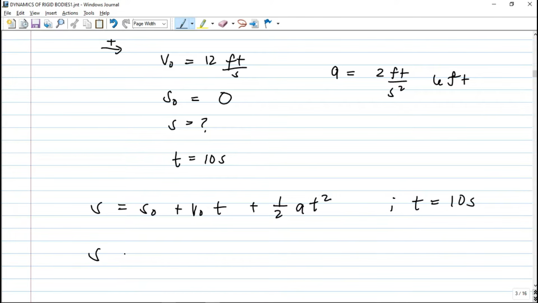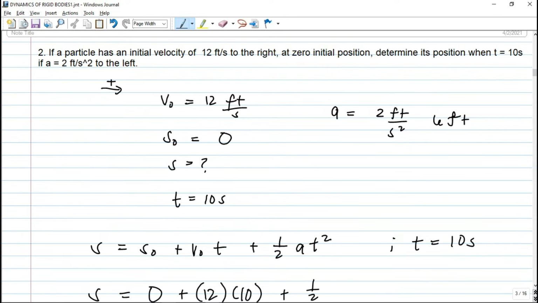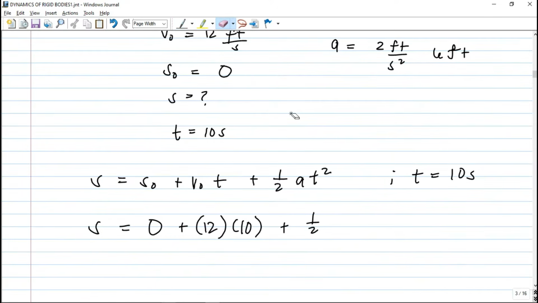Okay, so S is equal to 0, the initial position, plus V sub O, that is 12 feet per second, times the time, which is 10 seconds, plus 1/2 a t squared. The acceleration is negative because it is going to the left, so we put a negative for its direction if you're going to use the equation. So this becomes a equal to negative 2 feet per second squared.